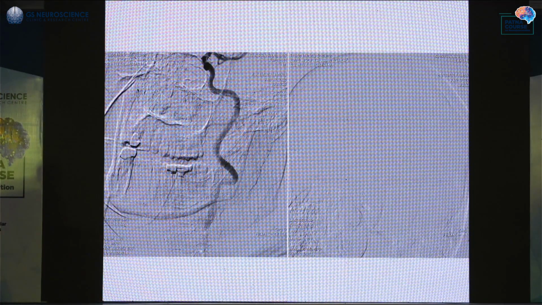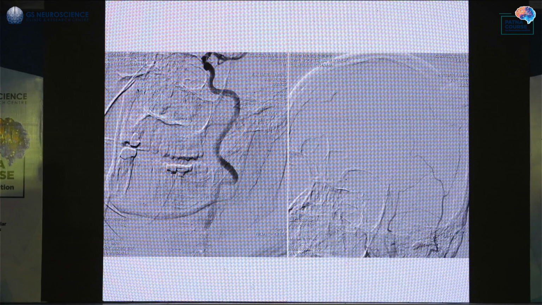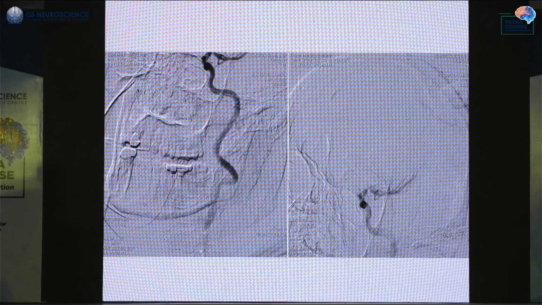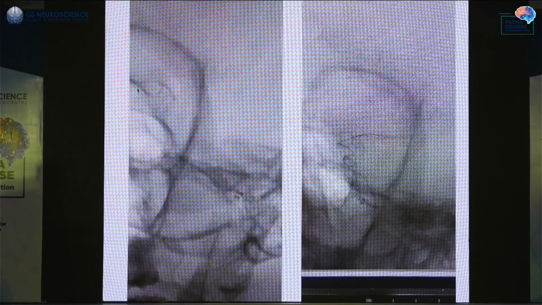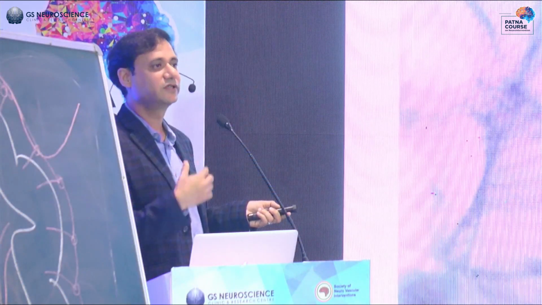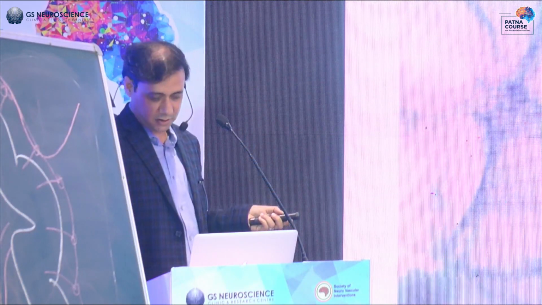Okay, so I decided to go with the combination technique. The reason is very clear. I can cross this lesion with the micro wire easily. And if I go with the aspiration and it disclose further, it will be more difficult. So I want a distal protection together with the proximal protection in this case.